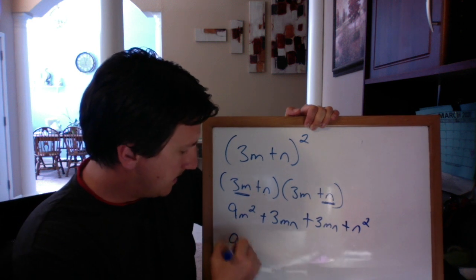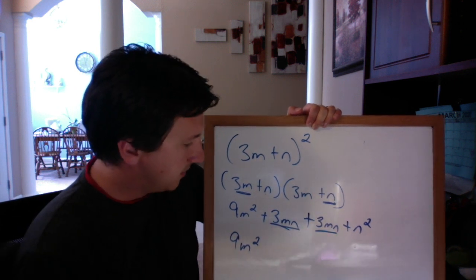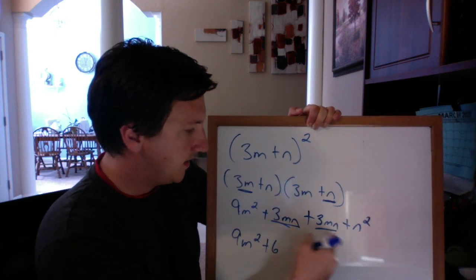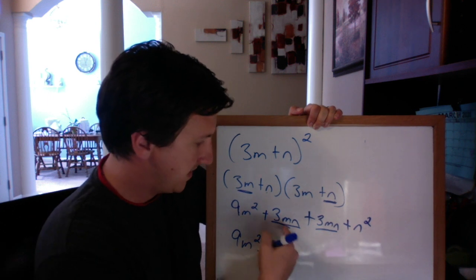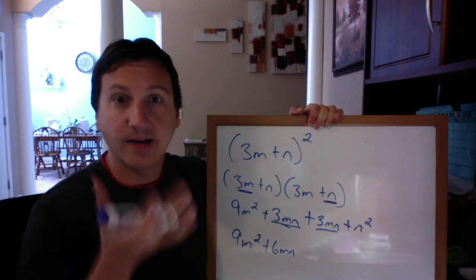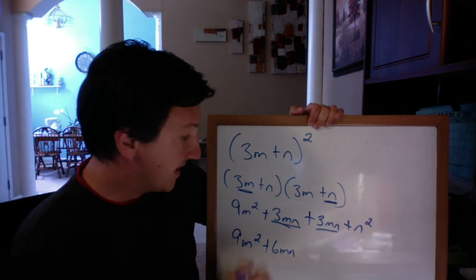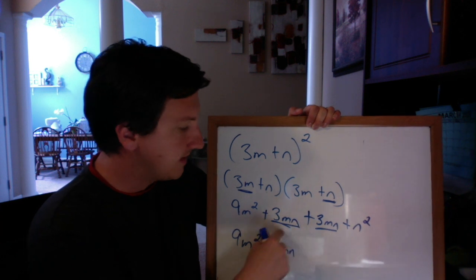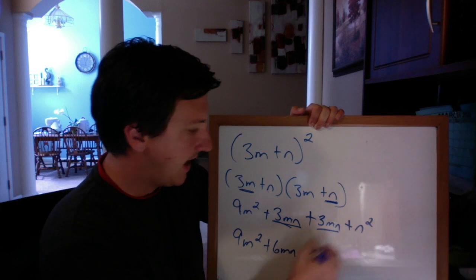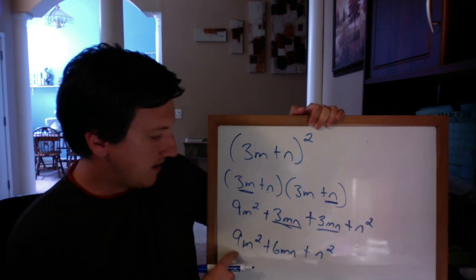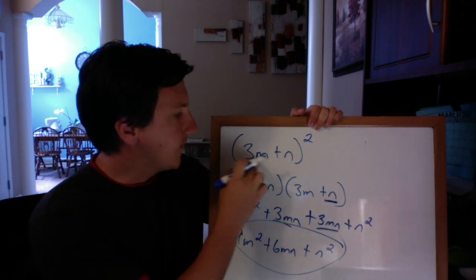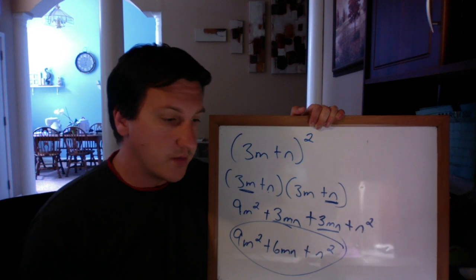So 9m squared, these are like terms, 3mn plus 3mn. Well, 3 plus 3 is 6, and mn stays the same. 3mn plus 3mn is 6mn, just like 2x plus 2x is 4x. Again, we're not multiplying them, we're adding them, so that's why that stays the same. If we were multiplying, it would be 9m squared n squared. And then plus n squared. So 9m squared plus 6mn plus n squared. That is the product of (3m + n) squared, written as a polynomial.